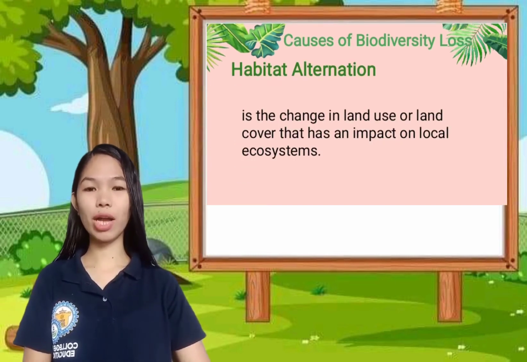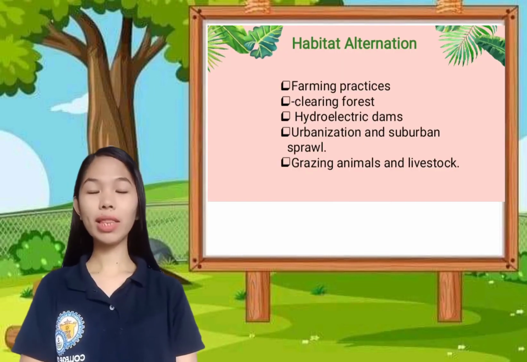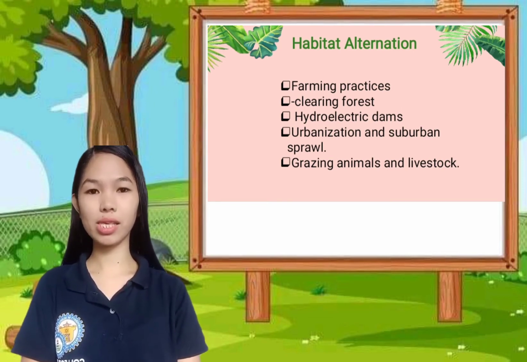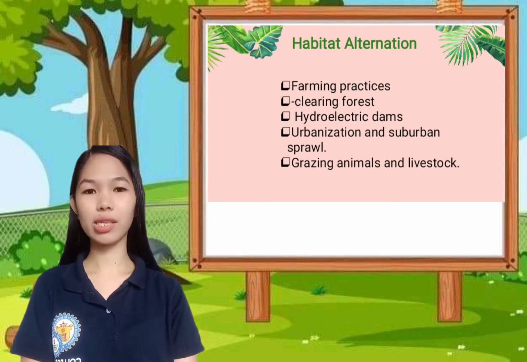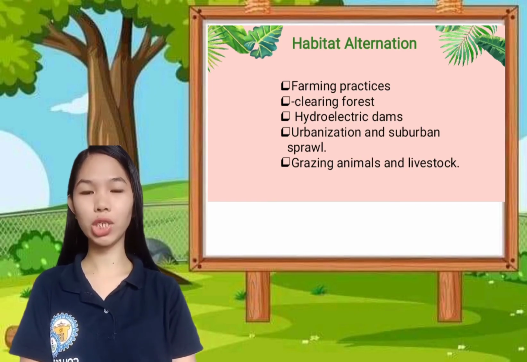These are the causes of biodiversity loss. First, habitat alteration is the change in land use or land cover that has an impact on local ecosystems. Habitat alteration includes farming practices, like using pesticides that kill pests and insects, and it may also affect the ecological balance of the ecosystem. Second, clearing forest. Deforestation, like cutting trees, may affect the habitat or ecosystem of the population of organisms. Once the ecosystem is destroyed, it can cause ecological imbalance.